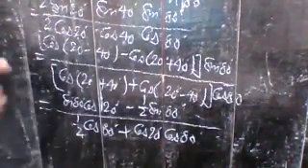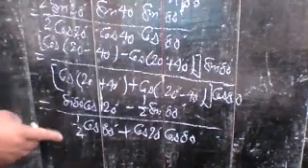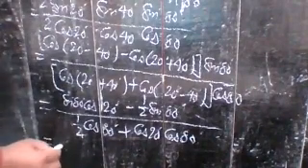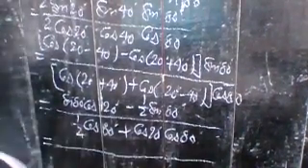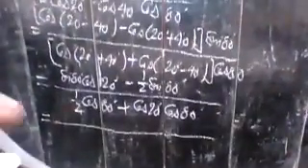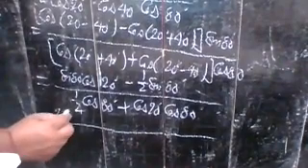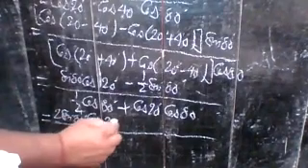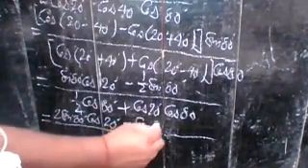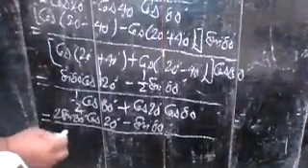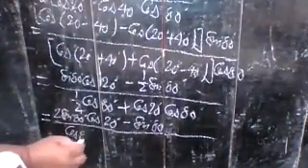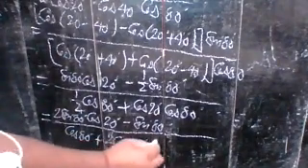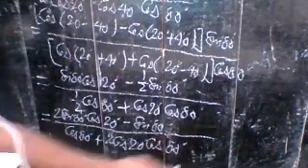Now what you do? Again you multiply numerator and denominator by 2. So you write it in the next step. Multiplying numerator and denominator by 2. So just check what you have here. 2 sine 80 degree cos 20 degree minus sine 80 degree, and in the denominator you have cos 80 degree plus 2 cos 20 degree cos 80 degree.